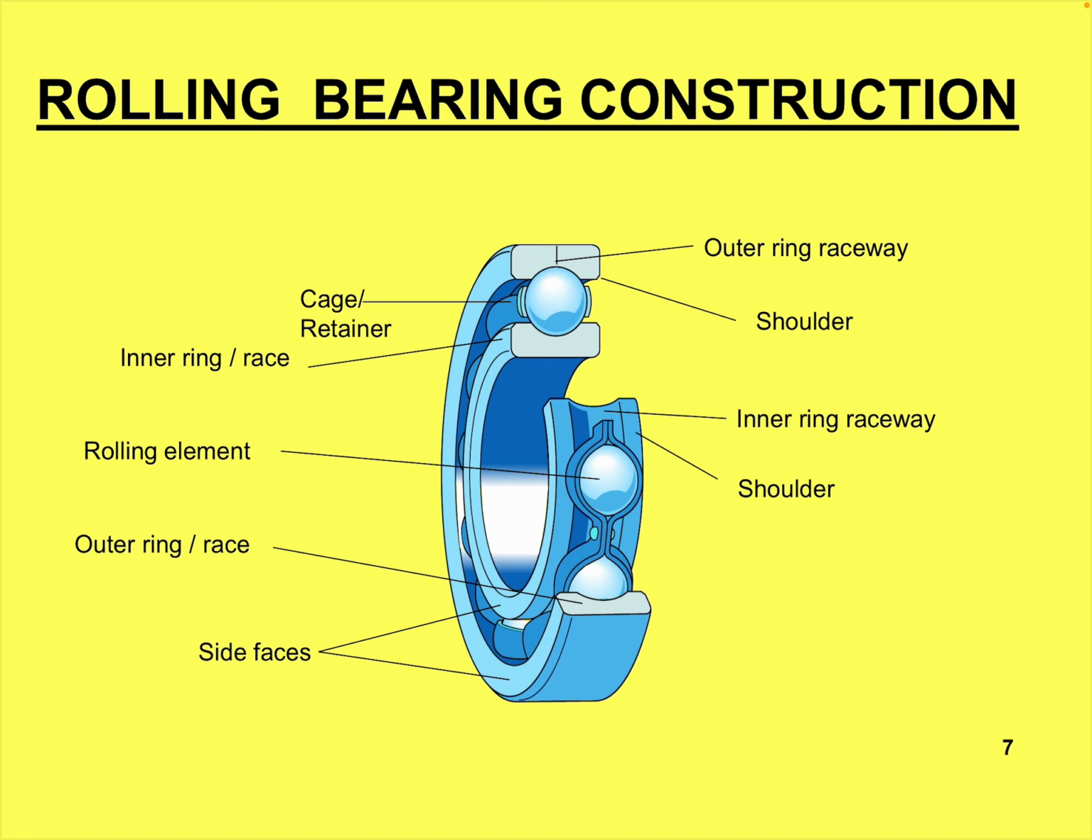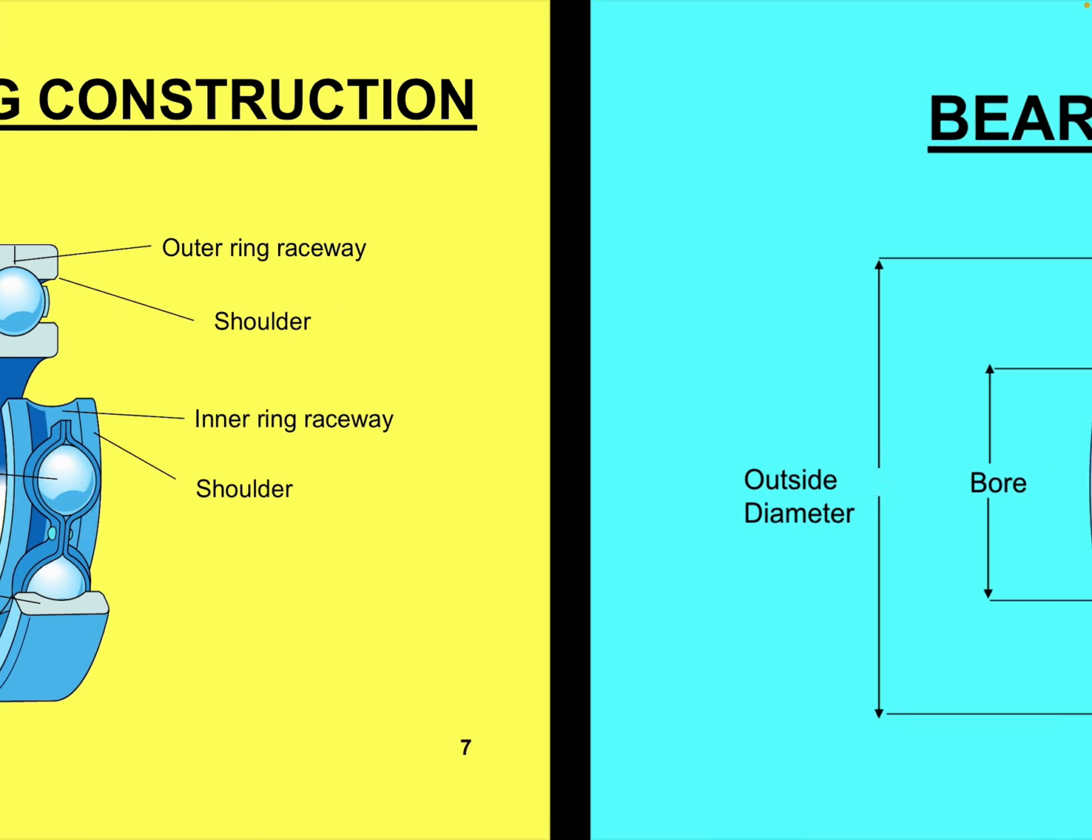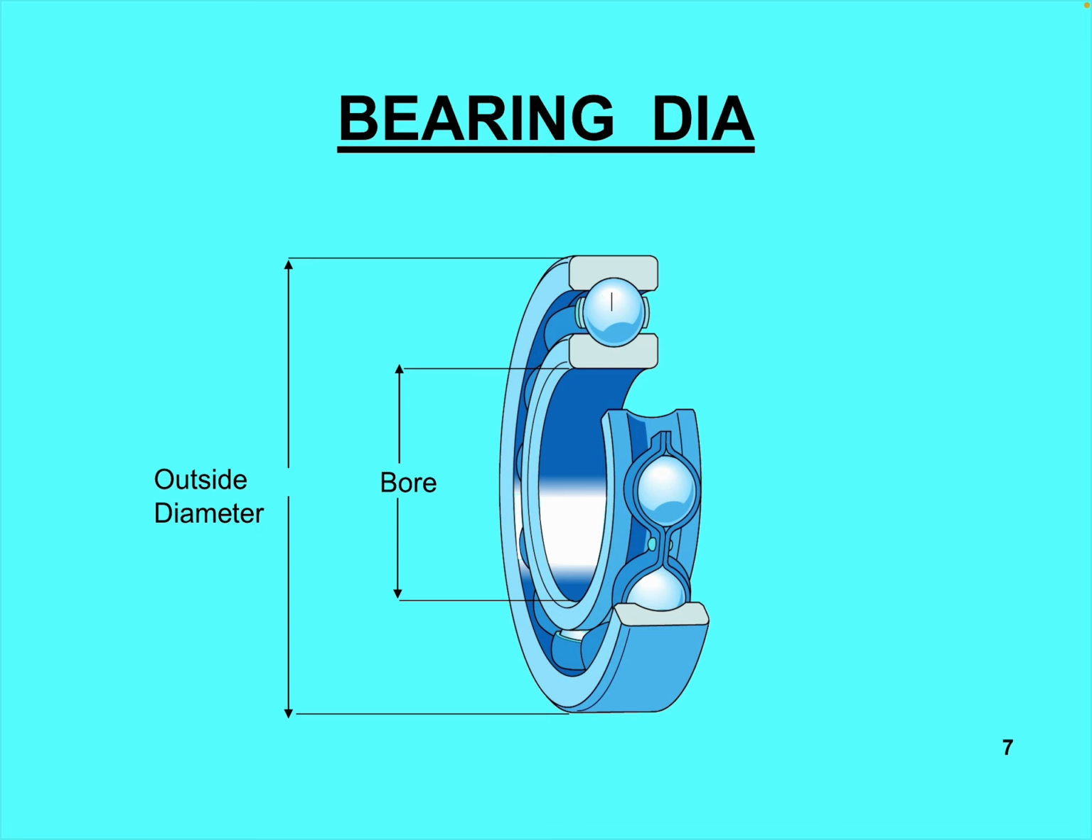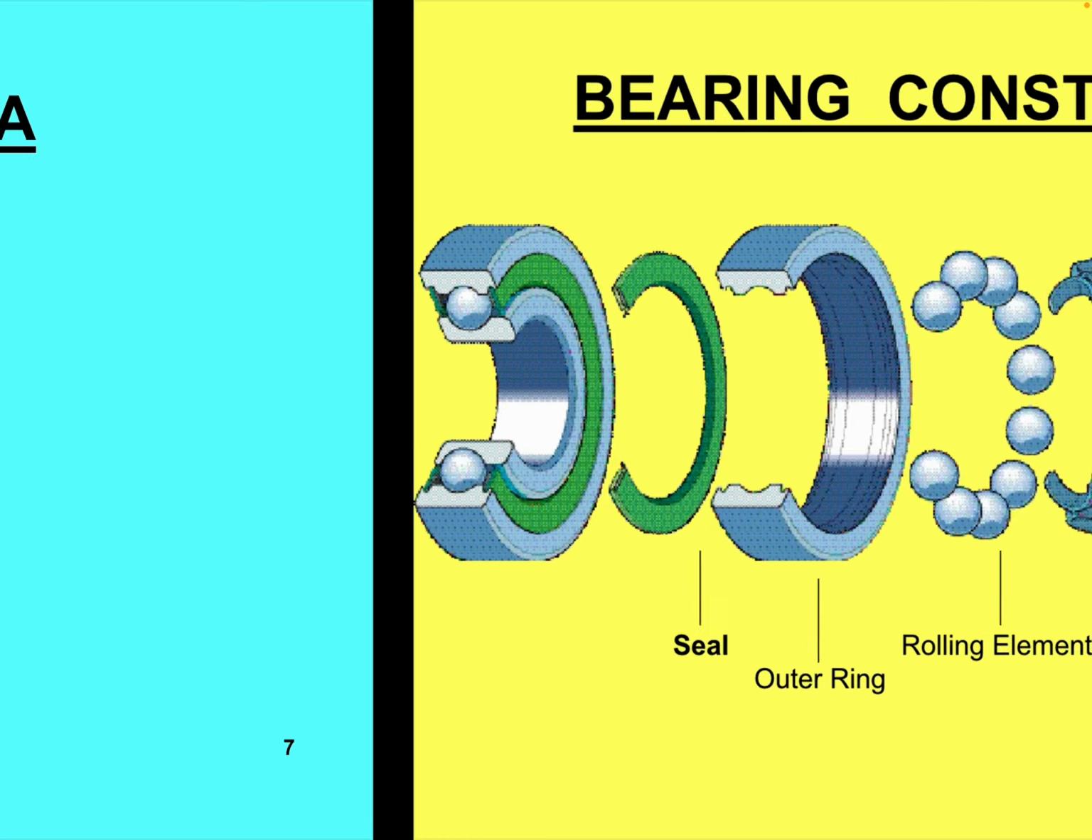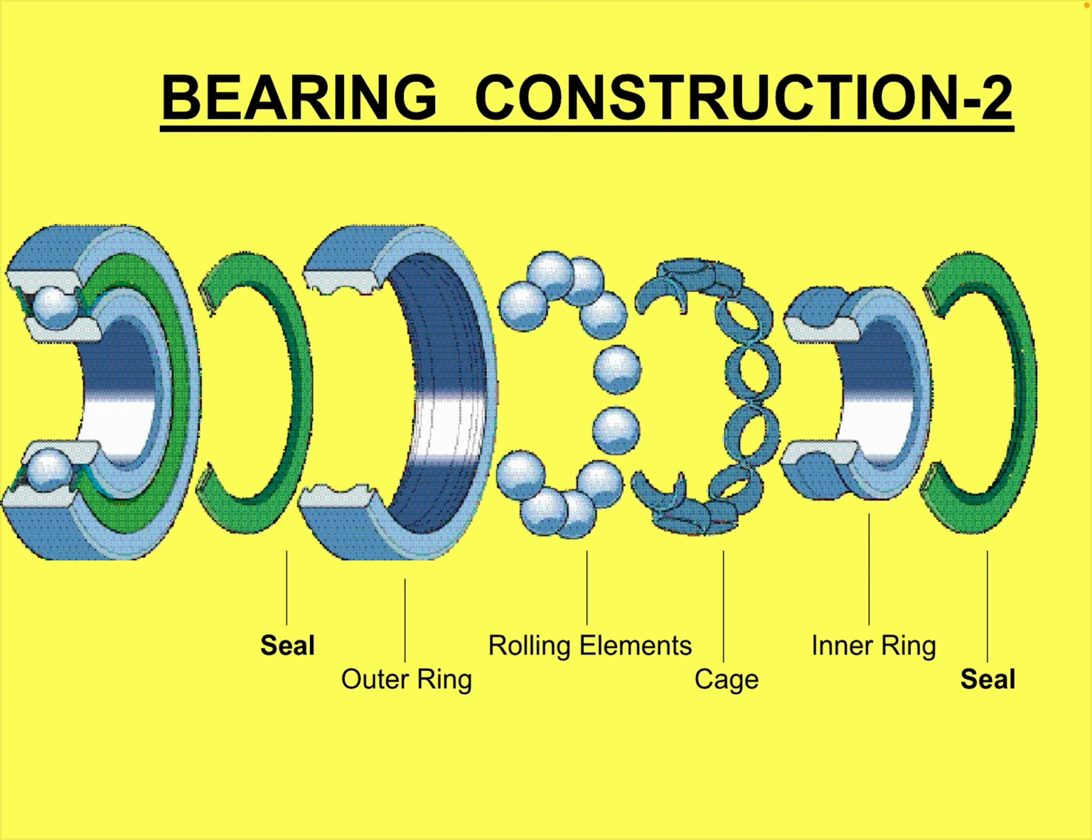Shoulder, inner ring race, rolling element for a ball bearing, outer ring race, sliding surface. Bearing diameter actually refers to the bearing outer diameter and the bore inner diameter.